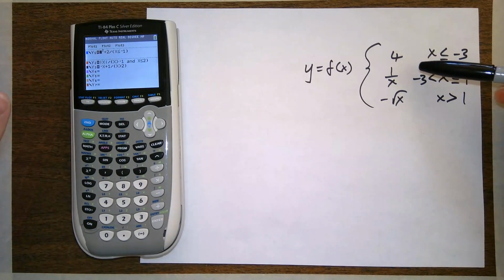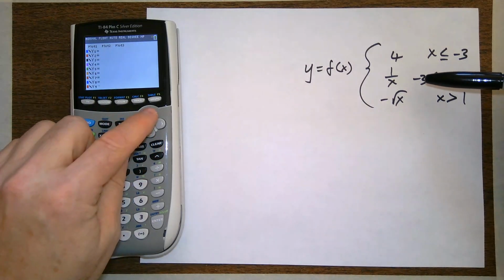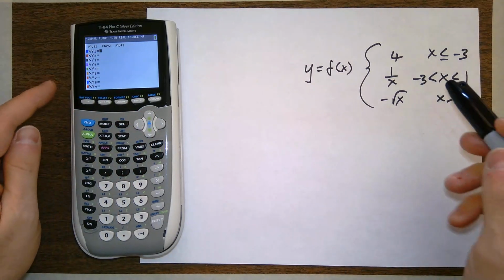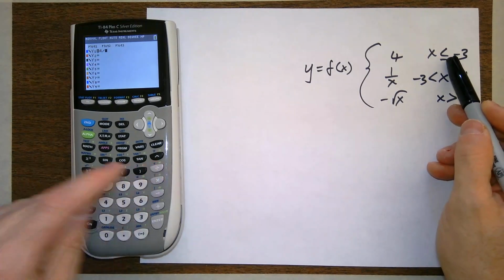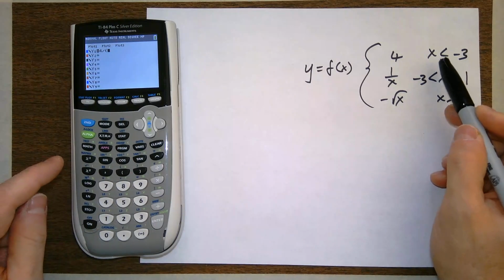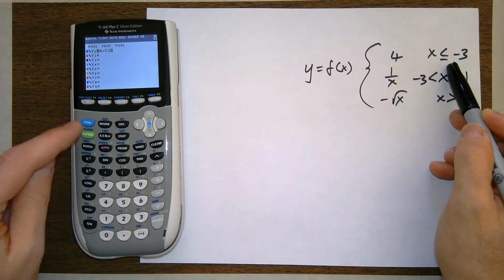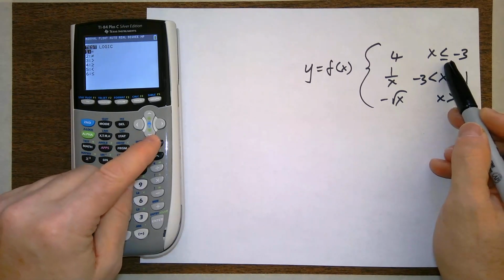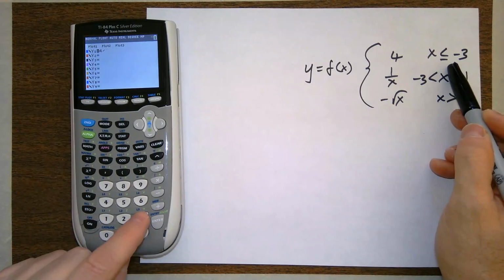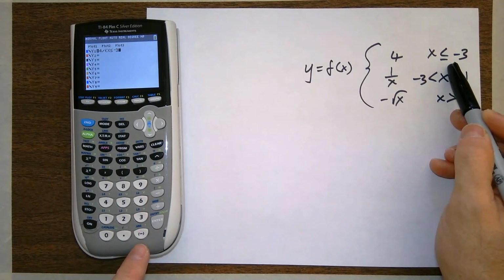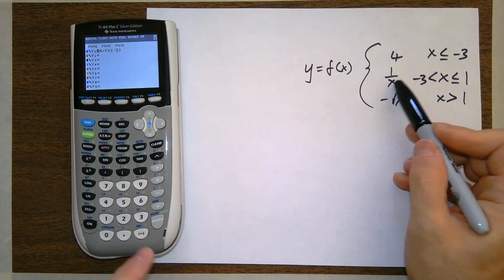Go to my y equals. I'm just going to clear everything out and start from scratch here. Go back up here. All right, so 4, the constant 4. Here's the condition I want. So again, divided by, open parentheses. I want x's less than or equal to negative 3. X, and go to my test, which is second math, less than or equal to negative 3. And again, make sure you're using the negative button down here, not the minus operation. Close parentheses.